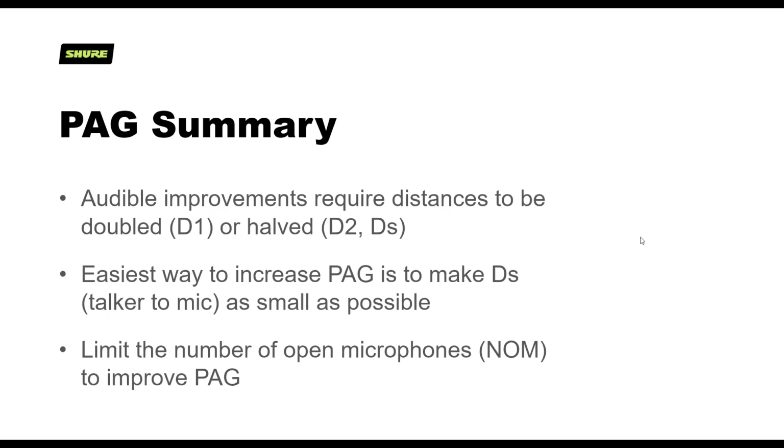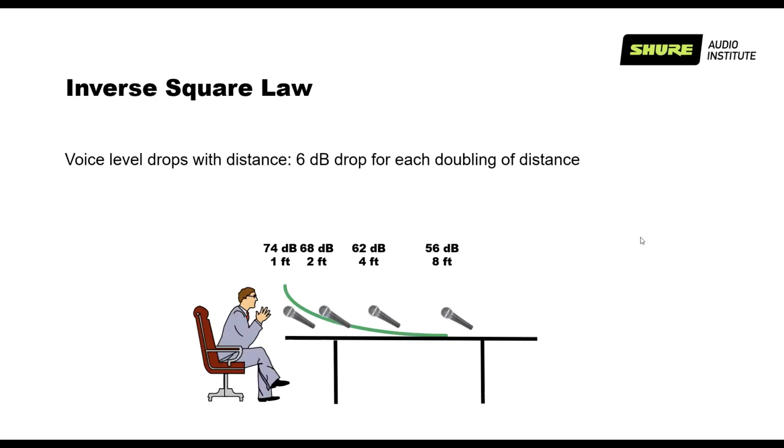If you go from 1 foot, from 12 inches to 10 inches, that's not going to make any difference really. So you always have to keep that in mind. Again, the easiest and cheapest way to increase your acoustic gain is to make sure that your microphone to sound source distance is as small as possible. And again, limiting the number of open mics will only improve the situation.